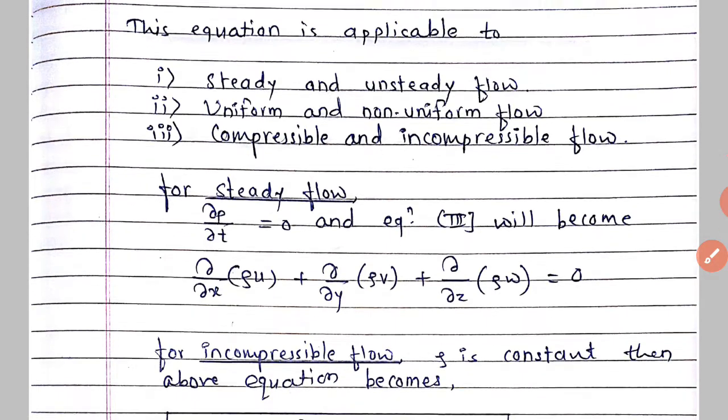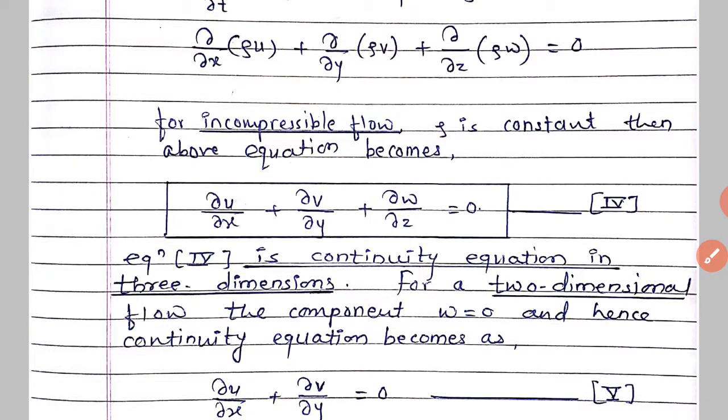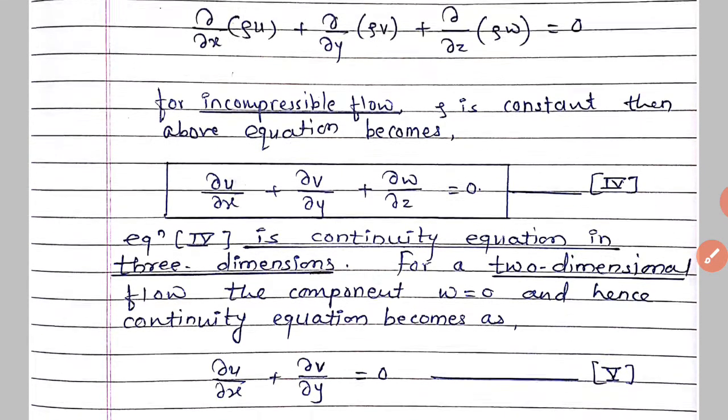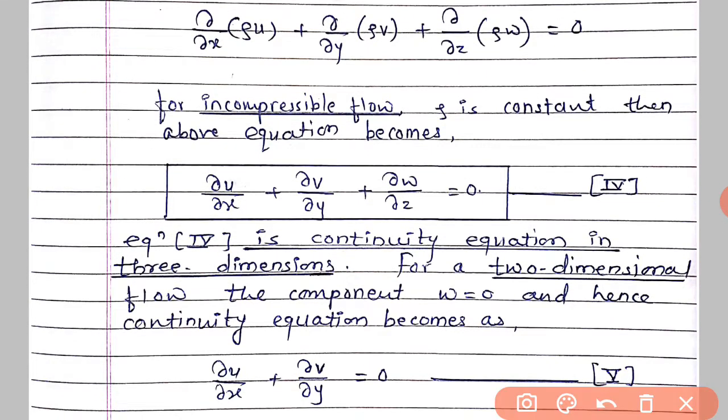And then for incompressible fluid flow, ρ is constant, so we can take ρ as a constant and ρ will get cancelled. See here, take this ρ as a constant, then we will get ∂u/∂x plus ∂v/∂y plus ∂w/∂z equals 0. This is our equation number 4. This is continuity equation in 3 dimensions.